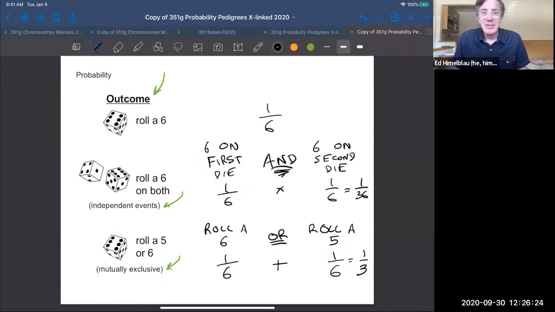So that's just introducing when you multiply and when you add, this idea of independent events and mutually exclusive events. Now we're going to start thinking about genetics here.